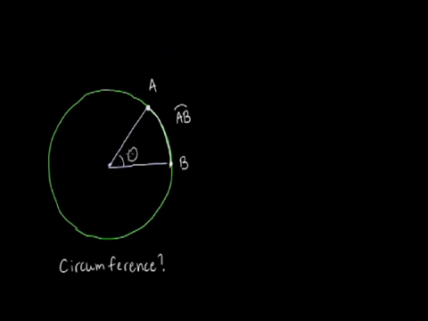Once we know this, we know how far around A and B go on the circle, because we know that every circle has in it 360 degrees in one full revolution. So by knowing theta, we know the fraction of the circle that the arc AB takes up, and we can simply extrapolate to find the circumference. So let's make this point a little clearer with some concrete examples.